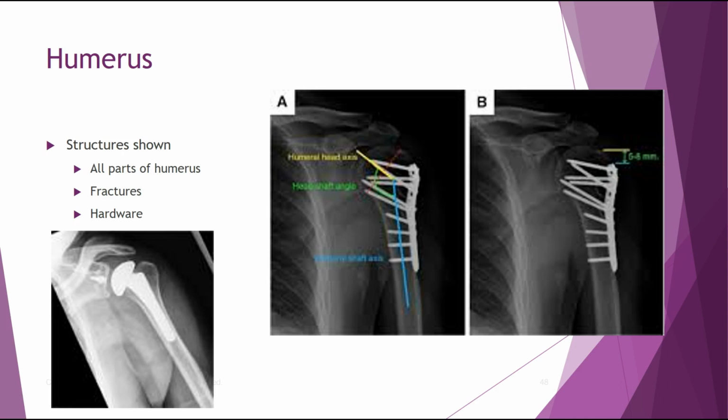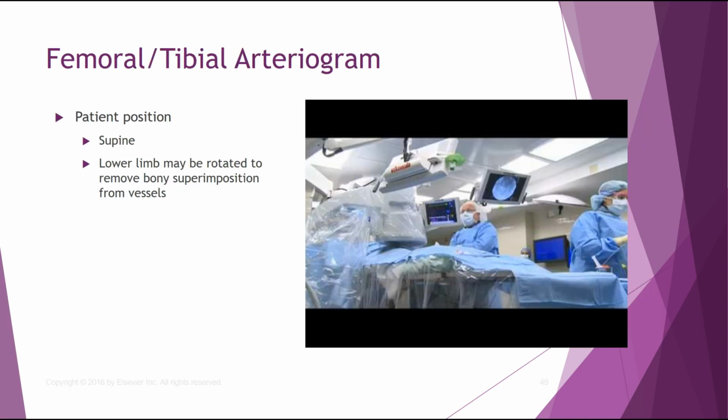And remember, they're going to want to see all of the hardware, so make sure you take some good radiographs and at least you see most of the bone, but all of the hardware, okay? Okay, the femoral and tibial arteriograms. These are going to mainly be in the IR suite. However, there are surgery centers that do these up in surgery, okay?